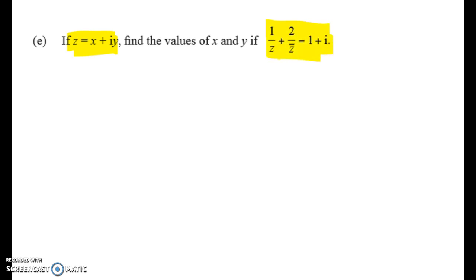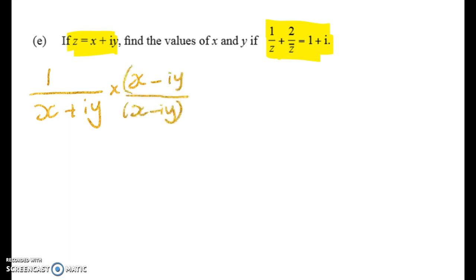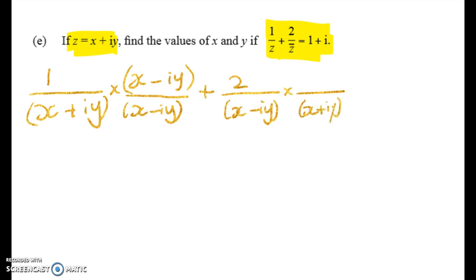So I'm going to start by just substituting in the x plus iy. Because I'm doing an excellence video, I'm going to go straight into rationalizing, so multiplying by the conjugate. So we've got 1 over x plus iy. So straight away I'll go times this and whack in some brackets. There we go. So that's the first bit, plus 2 over the conjugate, which gives me x minus iy. Rationalizing the denominator gives me that. And that equals 1 plus i.